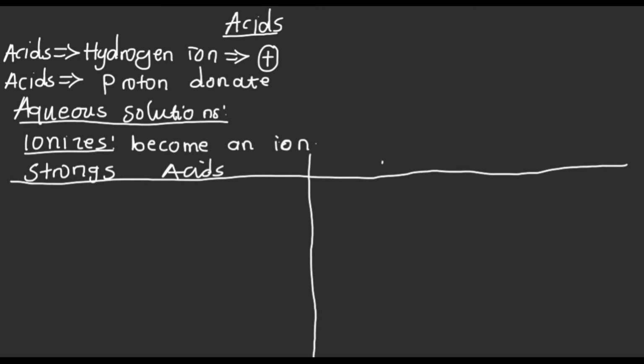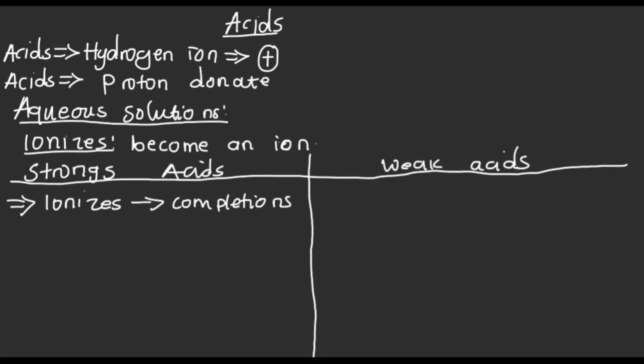On the right side, we are going to have weak acids. So what is really meant by a strong acid and a weak acid, or what is the difference between the two? The first difference we can look at is that a strong acid ionizes completely, so we have completion, which is about 100% breaking into ions, while weak acids ionize partially. So that is our first difference.